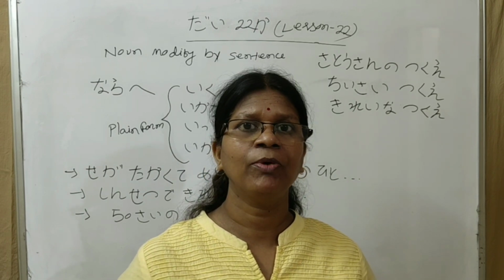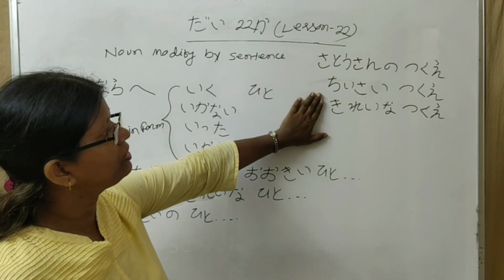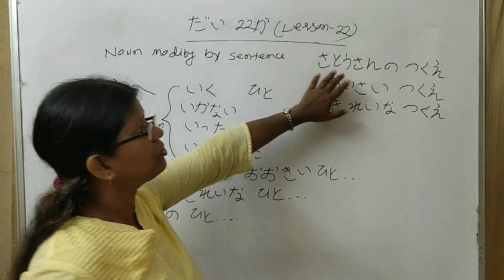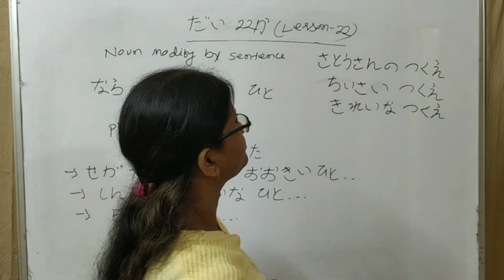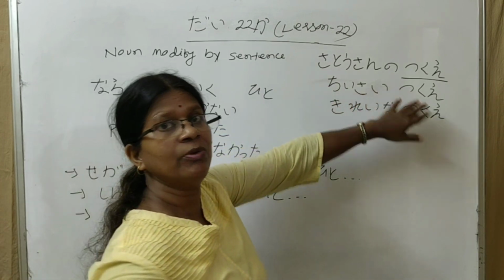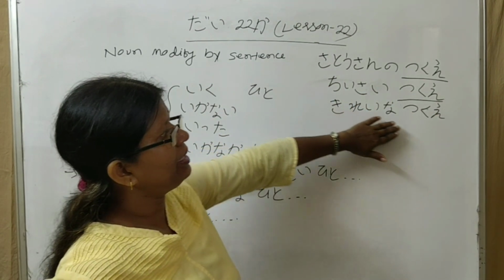Before we learn how to modify a noun by a sentence, let's look at the way we modify a noun by a word. Sato-san no chuukui. Okay, chuukui is a noun. Chiisai chuukui, kirei na chuukui.